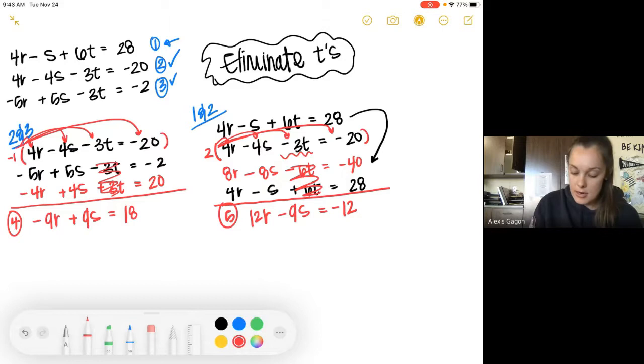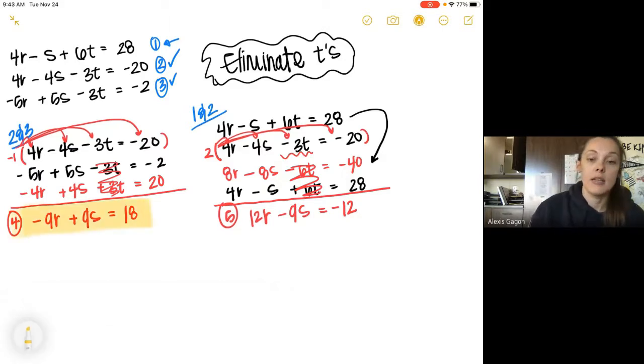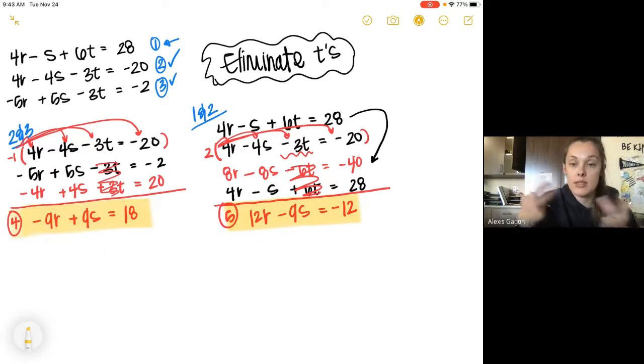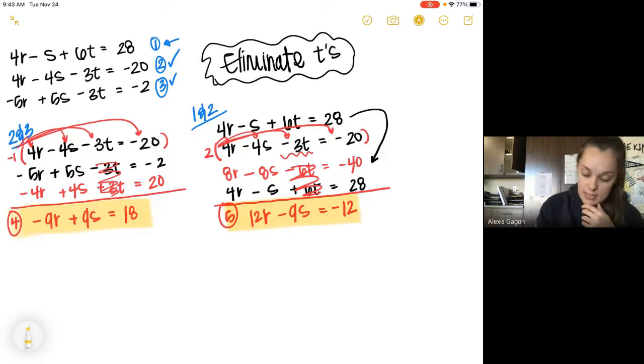Now notice here, we have this equation in R and S. We have this equation in R and S. That is exactly what we wanted to happen. We want 2 equations with the same 2 variables, because now we can do this the same way we did all of the homework from last time and just solve these 2 equations, and solve for R and S.